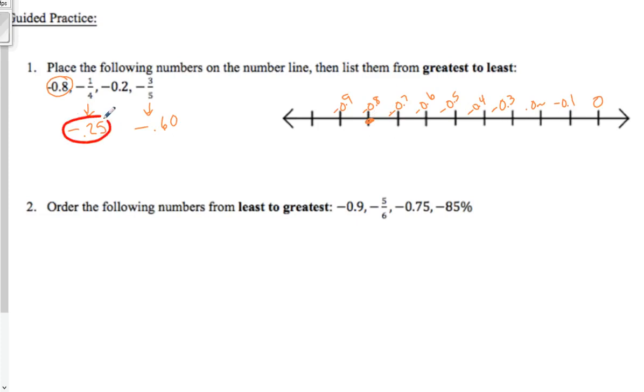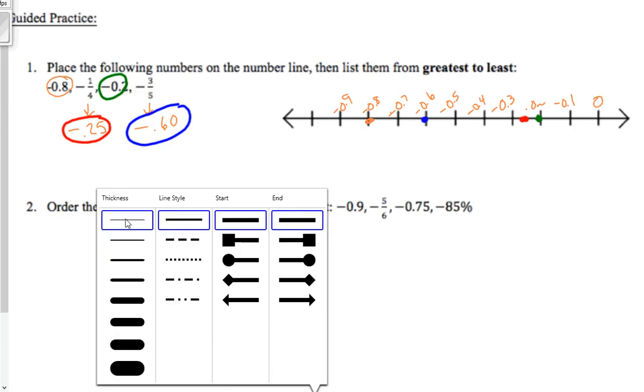And change colors. This will be in red. Negative 0.25 is going to go right here. Let's go with the green. Negative 0.2 is right here. The blue, negative 0.6 is right here. All right, so now we're done with that.